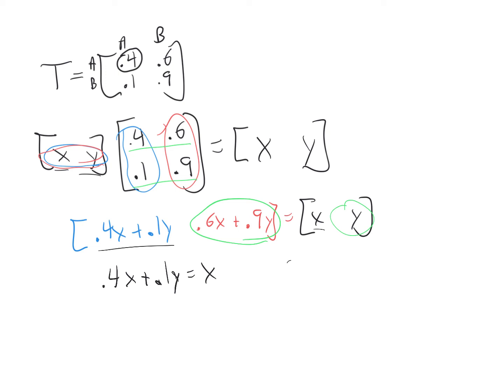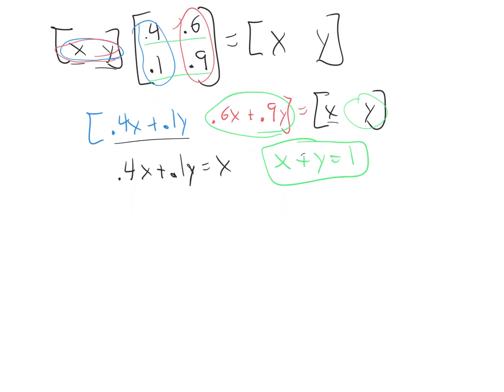But this is problematic because I now only have one equation and I have two variables. And so I do need a second equation if I want to figure out exactly what x and y are. And my second equation is always going to be the same thing. It's always going to be x plus y equals 1. And the reason that works is because we know that the total of all the things together has to equal 100%. And so x plus y always has to equal 1.